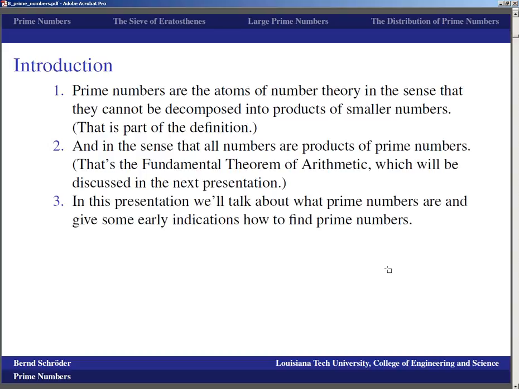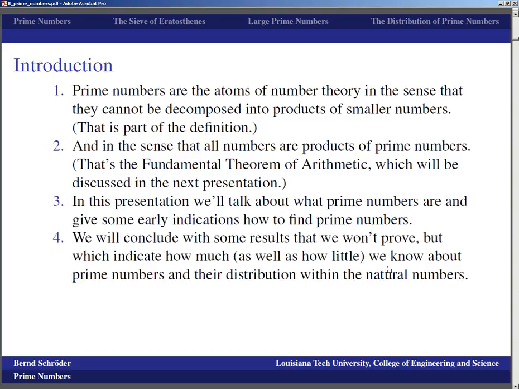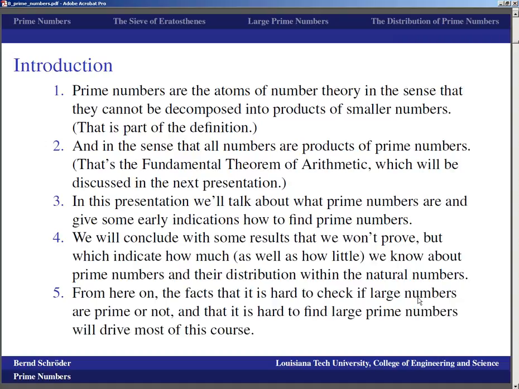Yeah, and in this presentation we'll talk about what prime numbers are, and we'll indicate how to find prime numbers, but we will also have to conclude with some results that we won't prove, or even some results that we can't prove, and that really indicate how much as well as how little we know about prime numbers, as well as their distribution inside the natural numbers.